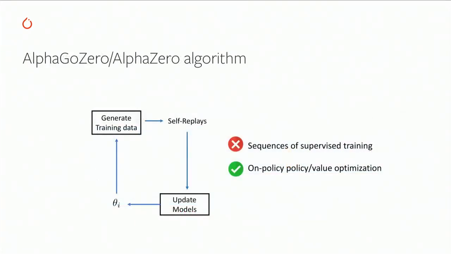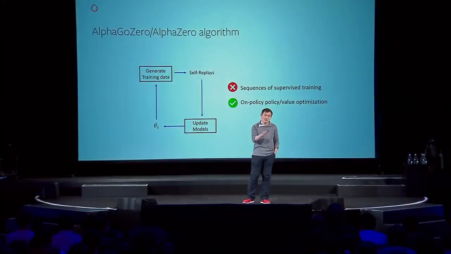Yeah, so there are a lot of research findings from this kind of practice, and I'm going to share a few of them with you. First of all, we find that this AlphaGo Zero and AlphaZero algorithm is actually not a sequence of supervised training. From this diagram, it looks like we collect a lot of self-play games, then update the model and repeat. It's actually not the case. It's more of a policy value optimization case. It's more on the reinforcement side rather than on the supervised side.